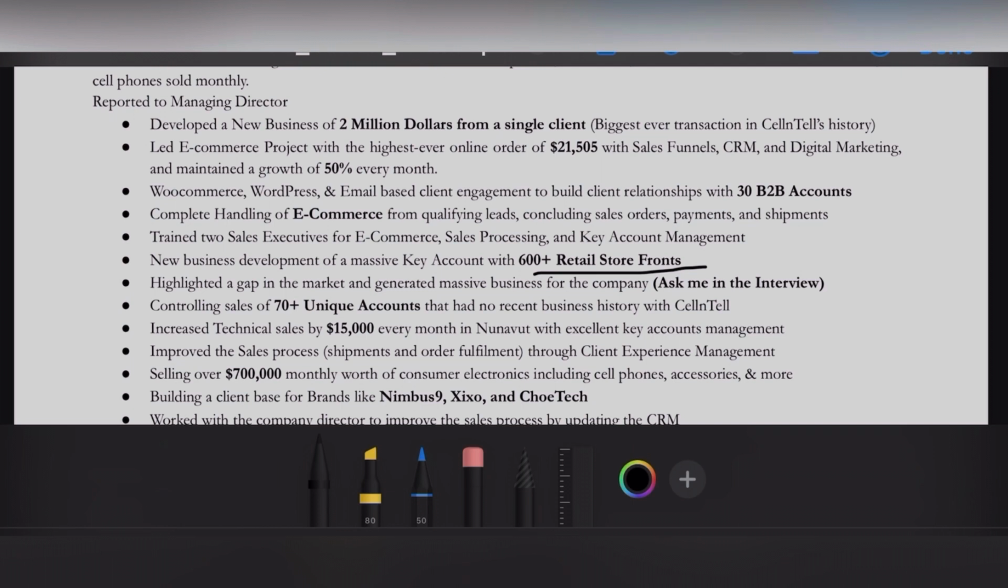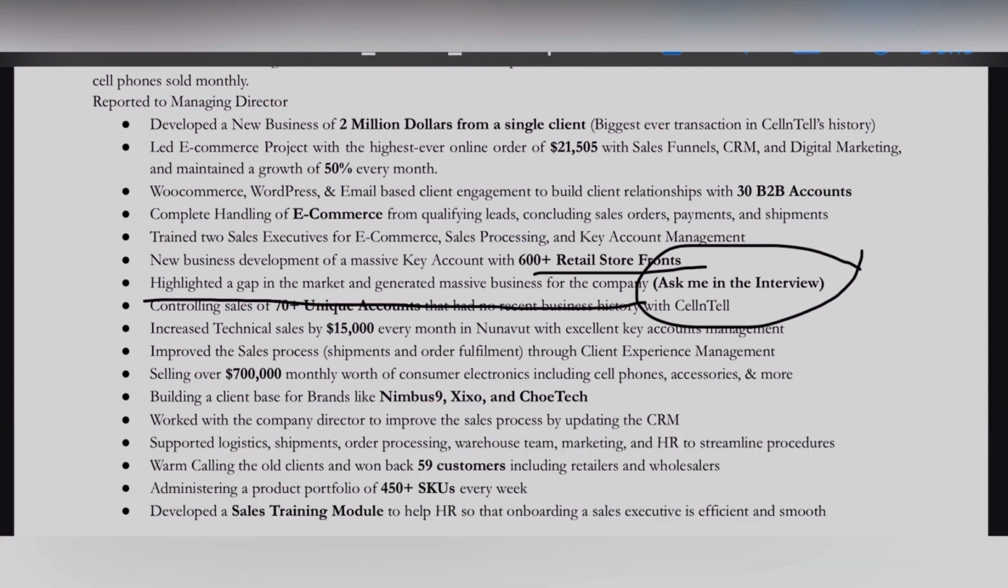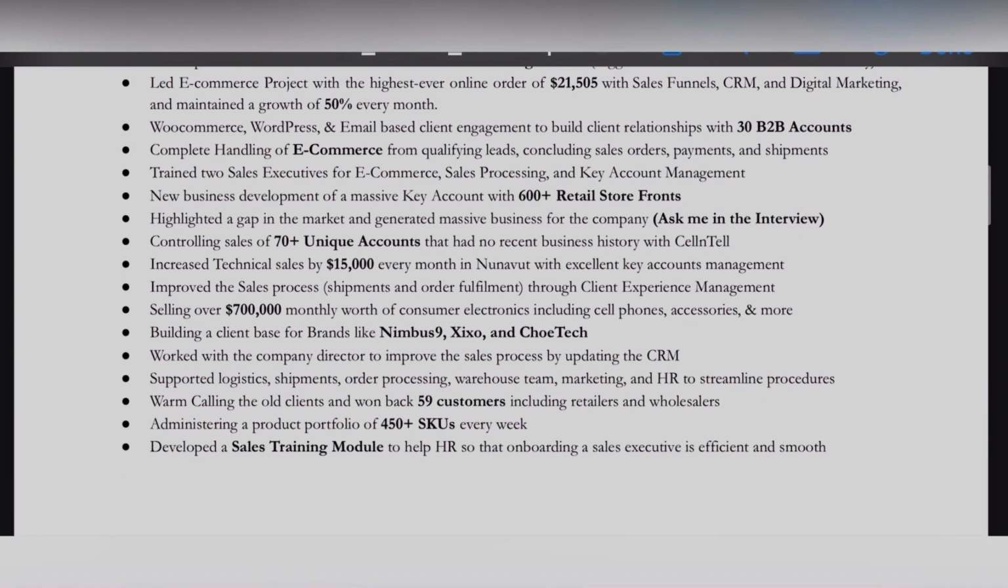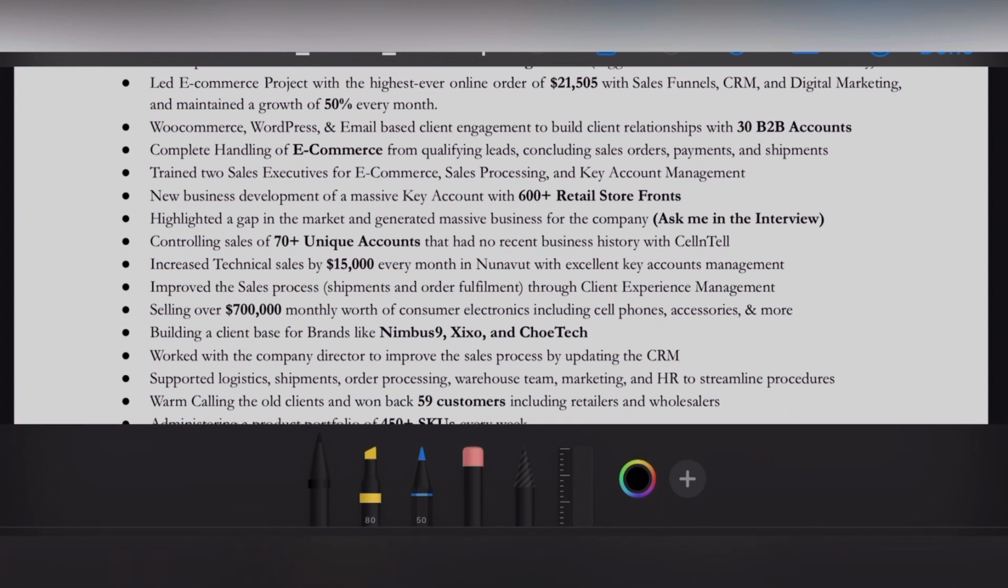I wrote this line and I did not write a number, and I wrote this: ask me in the interview. So this is, I try to be funny here, if a recruiter understands, right? Ask me in the interview. So, I mean, I'm not saying you should do that, but this is something I did. Then you see, all these numbers will go on.